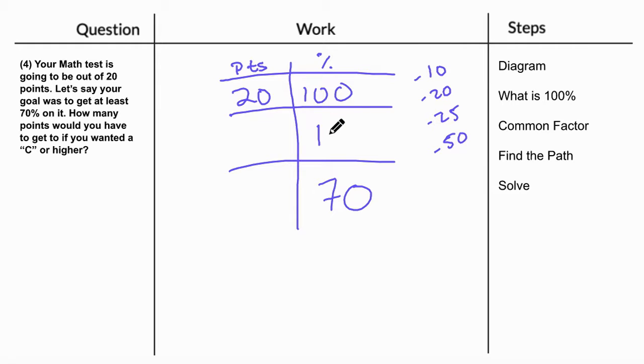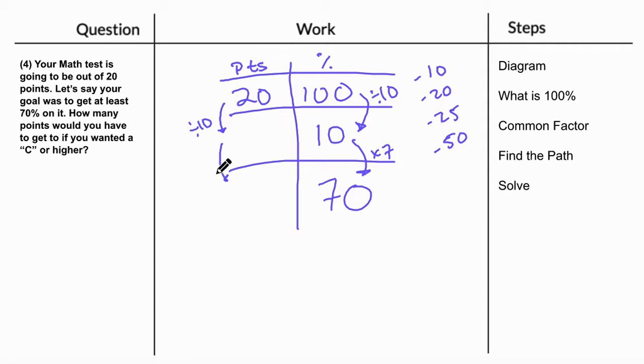In this case, I'm going to go ahead and choose 10%. Anything that ends with zeros, I know that 10 is a factor of it. So I can divide 100 by 10 and then multiply 10 times 7. We've found our path to figure out how to get from where we're at to where we're going. So we're just going to do the same thing on the other side of the equation.